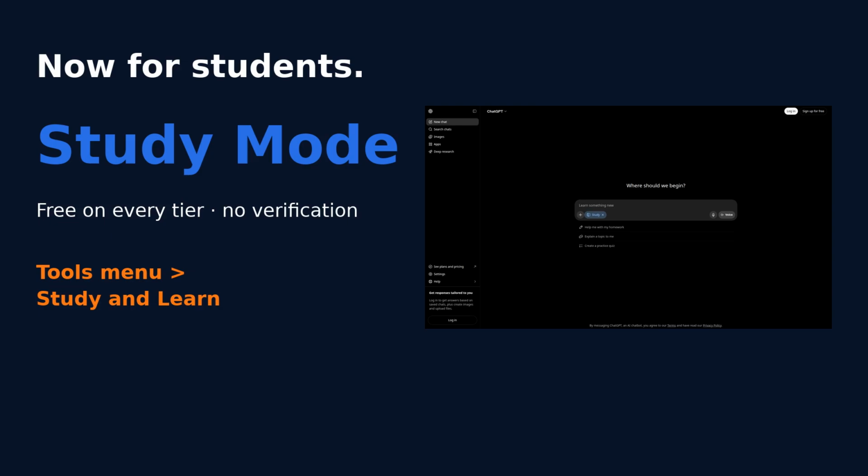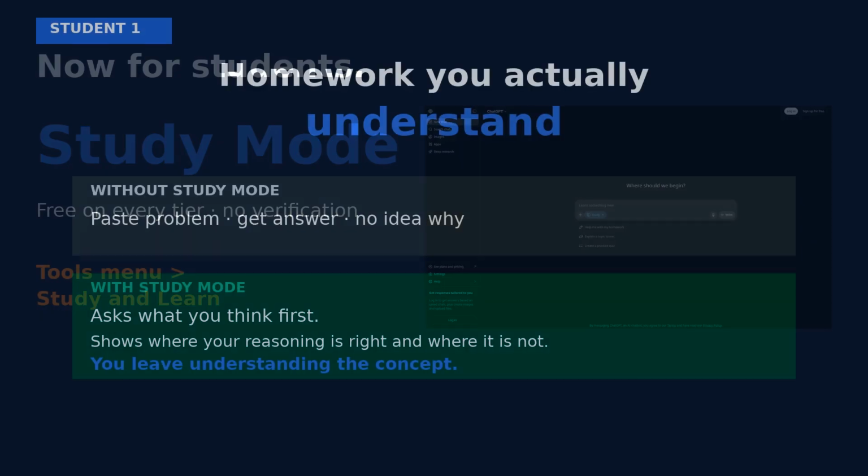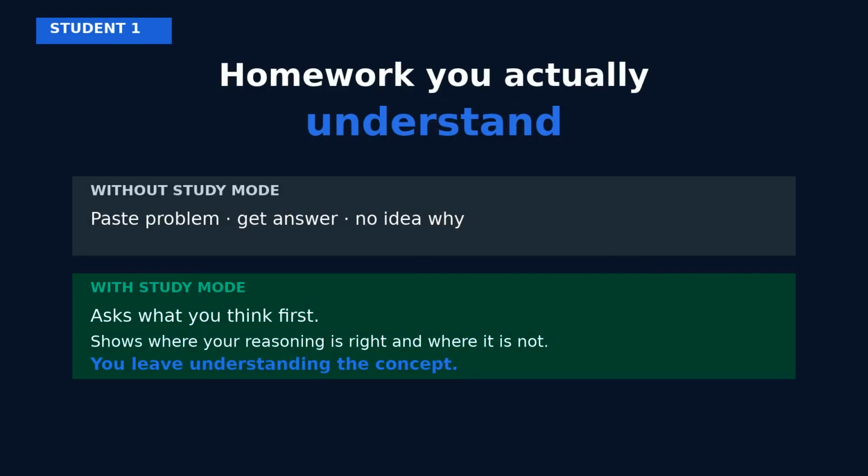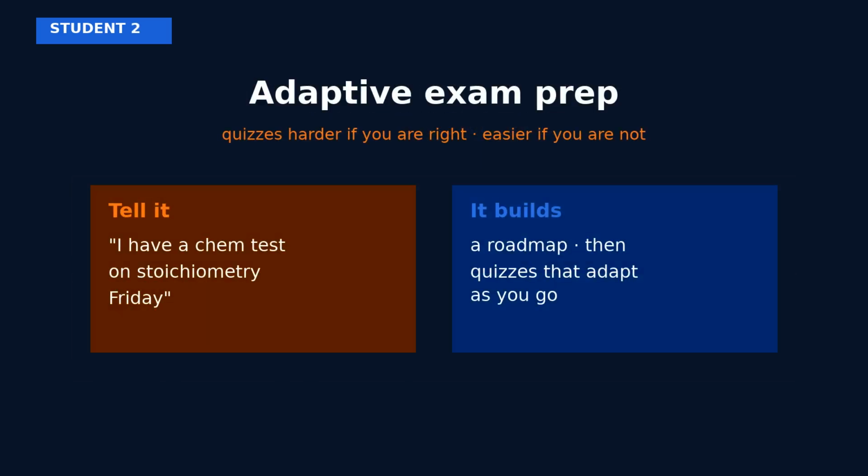2. Exam prep that adapts. Tell study mode the test you're preparing for. It builds a roadmap. As you go, it quizzes you. The quizzes get harder if you're answering them right, easier if you're not. It's adaptive in a way most flashcard apps aren't. 3. New concepts at your level. A college student in OpenAI's launch post describes study mode as, quote, a live 24/7 all-knowing office hours. That's the right framing. You're not asking a tutor to do the problem. You're asking it to teach you how to do the problem yourself.